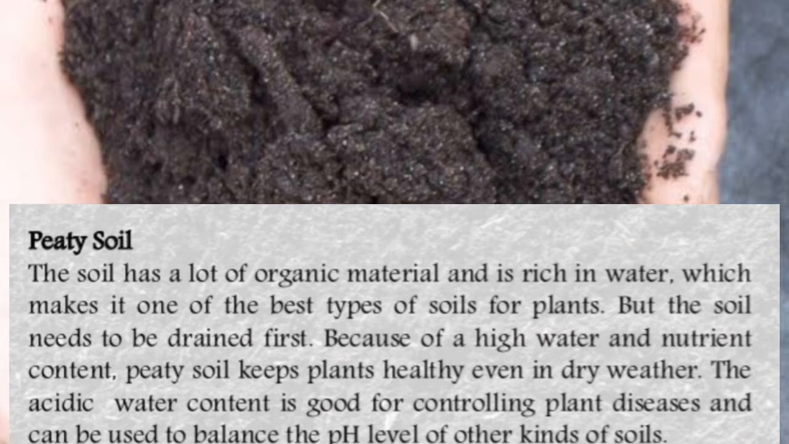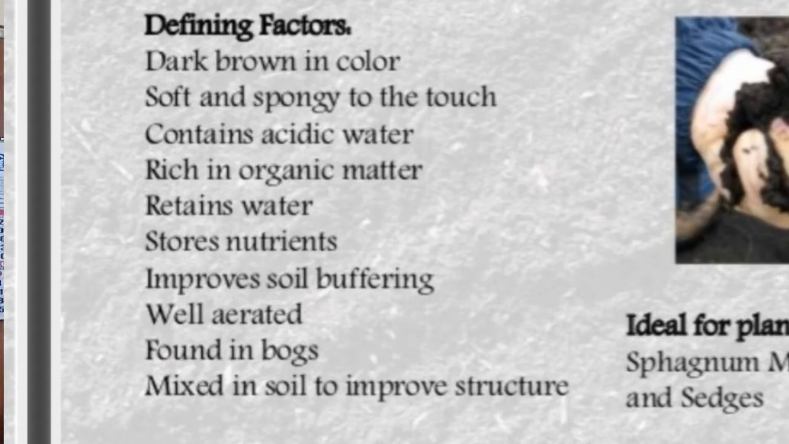The acidic water content is good for controlling plants' disease and can be used to balance the pH level of other kinds of soils. These are the defining factors: dark brown in color, soft and spongy to the touch, contains acidic water, rich in organic matter, retains water, stores nutrients, improves soil buffering, well aerated, found in bulbs, mixed in soil to improve structure.